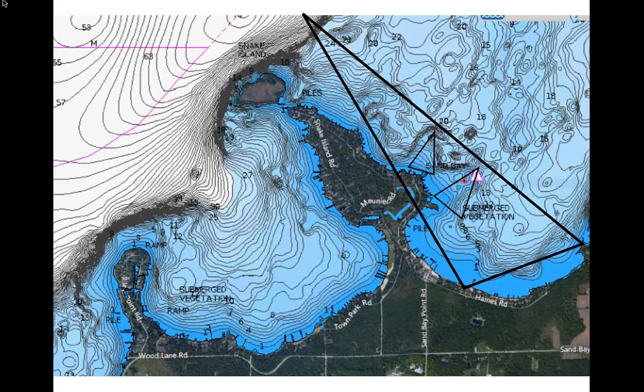So when these fish are wintering, or sometimes in their summer holding patterns, they're usually out towards the tip of this triangle.